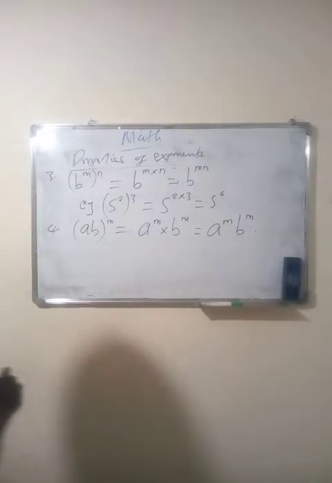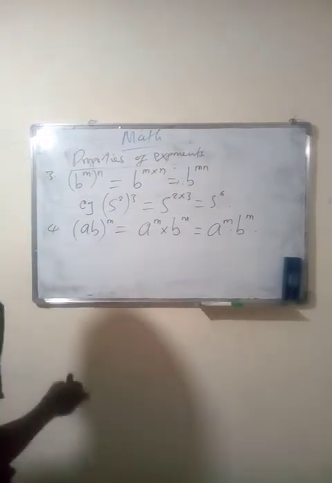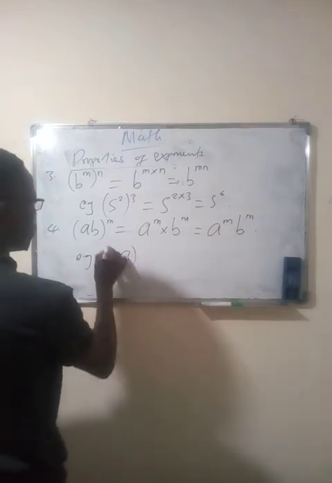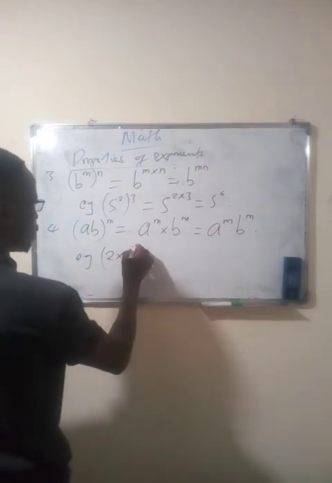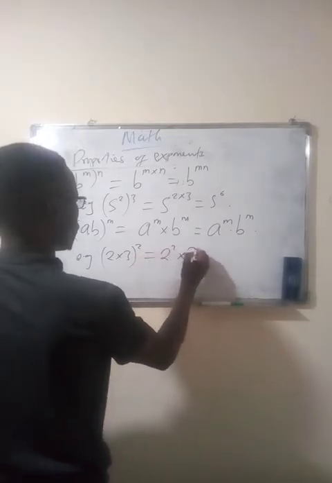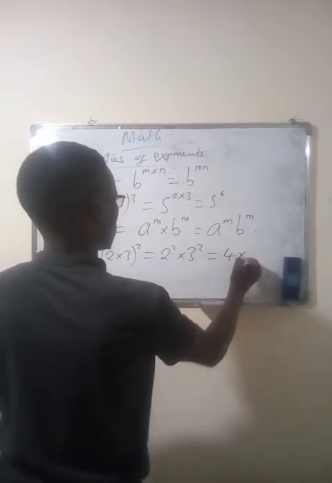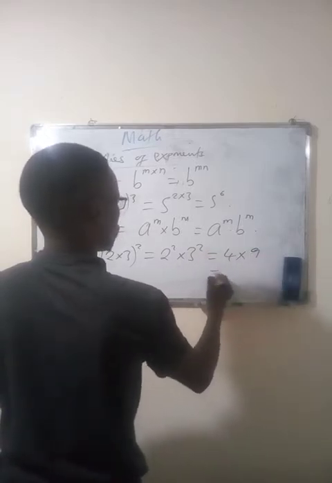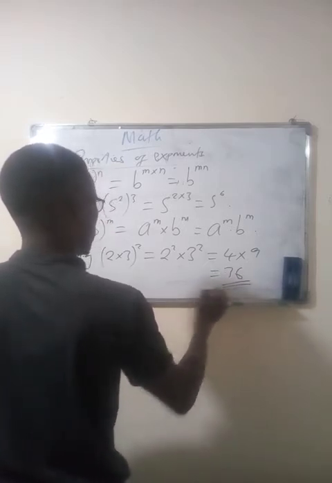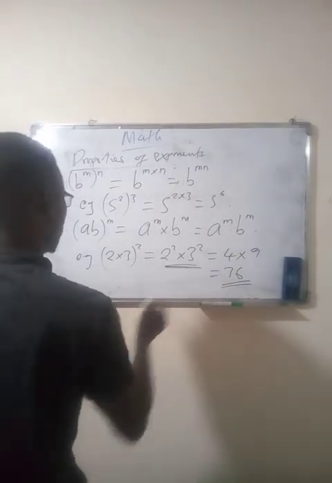Right. So in other words, here we simply distribute this power, or rather the exponent, to both A and B. For example, if we have 2 by 3, then everything to the power 2. This is going to be equal to 2 to the power 2 multiplied by 3 to the power 2, which is obviously 4 multiplied by 9, which is going to be equal to what? 36, right? 36.